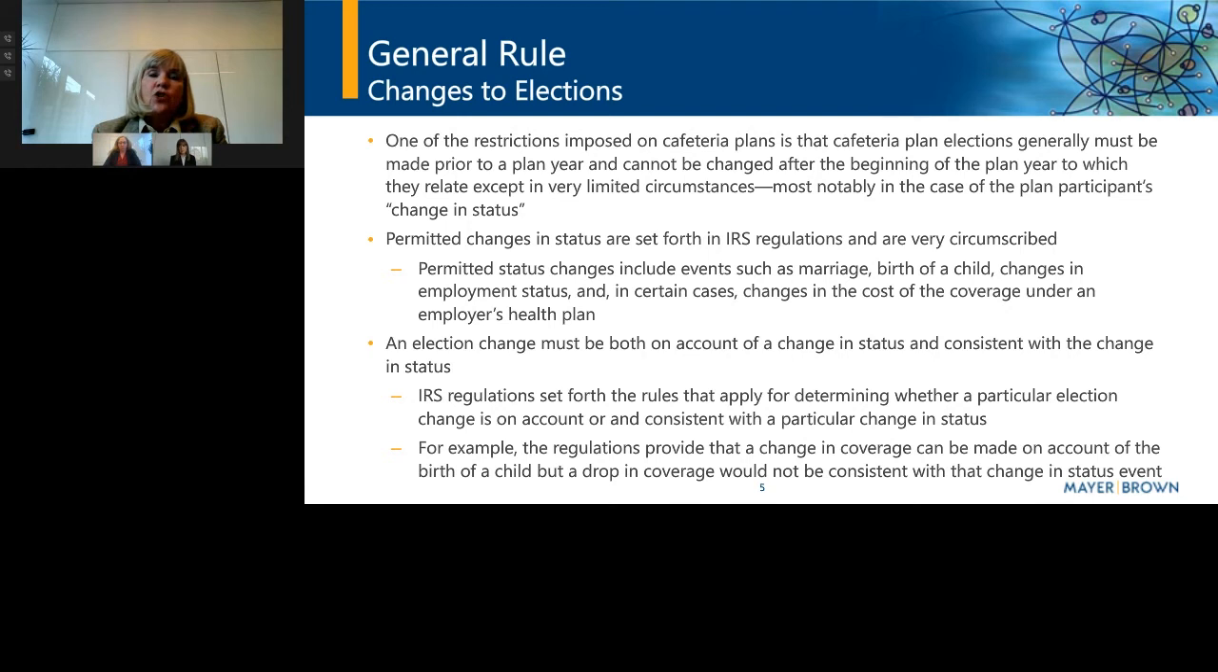The changes under the cafeteria plan rules are set forth in IRS regulations, and they are very specific. They require that an election has to be not only on account of a change in status, which, believe it or not, has rules about what it means to be on account of a change in status, but also consistent with the change in status. And there are rules about whether a specific change is consistent with a specific change in status. For example, the rules provide that if you have a baby, it's consistent to add that baby to your health coverage. It is not consistent to drop all of your health coverage.